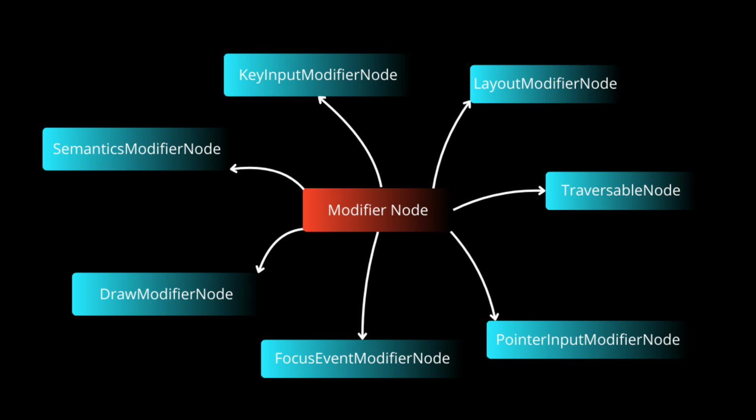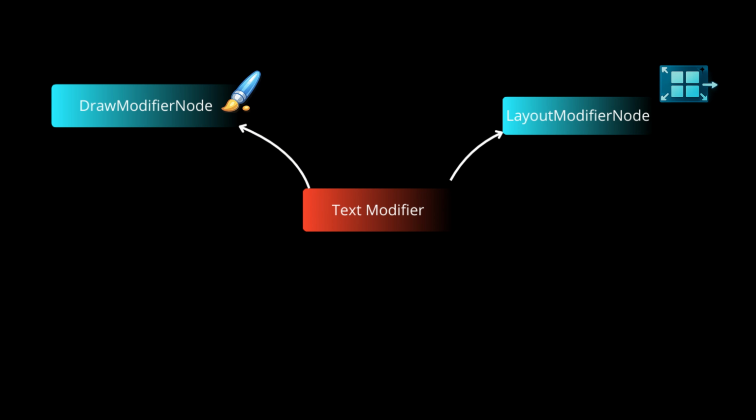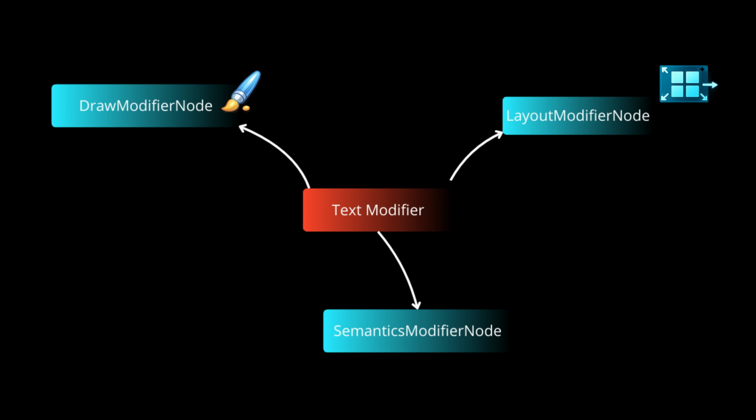When building a semantic tree, Compose uses modifiers that implement the semantics modifier node interface. Some modifiers implement multiple interfaces. For instance, the modifier responsible for drawing text in the text component implements draw modifier node to render text, layout modifier node to determine component size based on constraints, and semantics modifier node to add semantic properties. This was the essence of how Compose works.